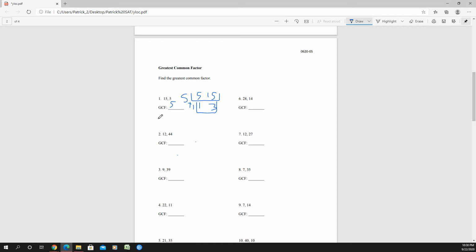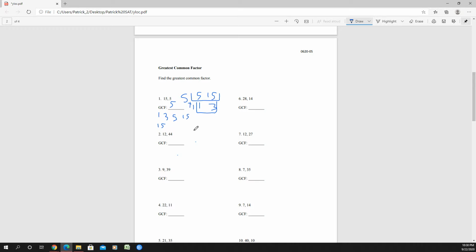Now, as for what the GCF is, the GCF is just a factor that they have in common. So if you factor 15, it would be 1, 3, 5, and 15. If you factor 5, it would be 1 and 5. Now they have 5 and 5 in common and 1 and 1 in common. But 5 is greater than 1, and we're trying to find the greatest factor that they have in common. So it would be 5. That's just a really rough explanation of it.